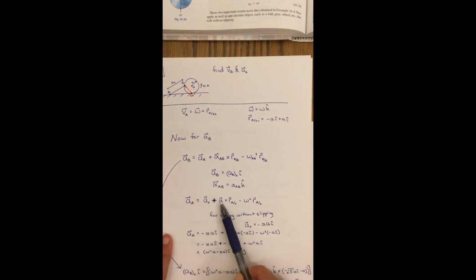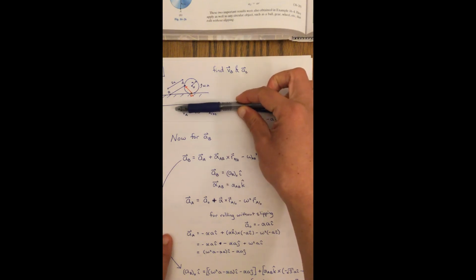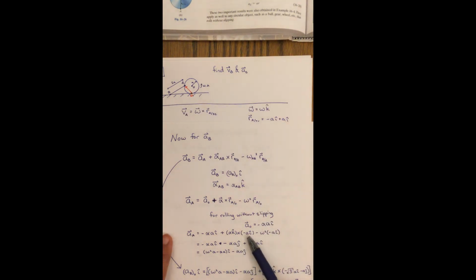I have alpha, my angular acceleration, crossed with the position of A with respect to O. That's going to point to A from point O, so that's going this way. The magnitude is A, so that's negative A i hat, minus angular speed squared times the same vector here, position of A with respect to O, so that's this. Okay, so we take our acceleration for point O and put it in here for that.